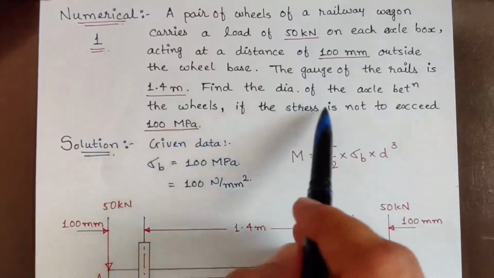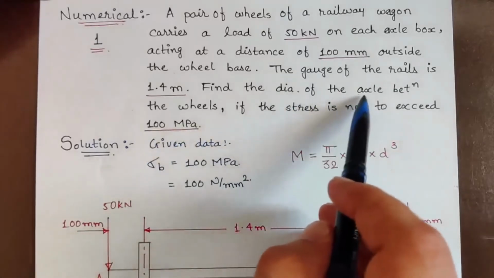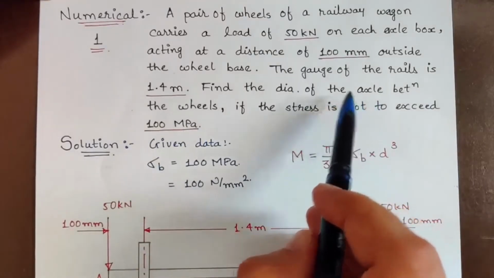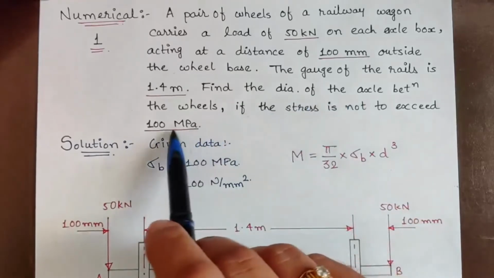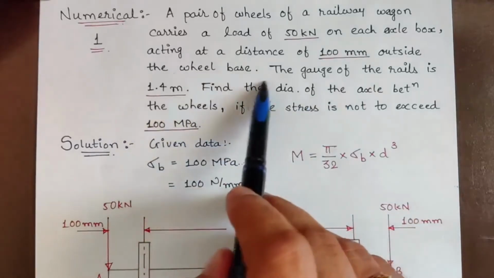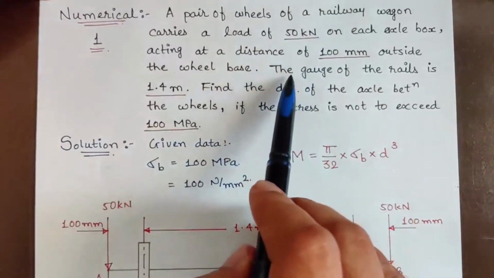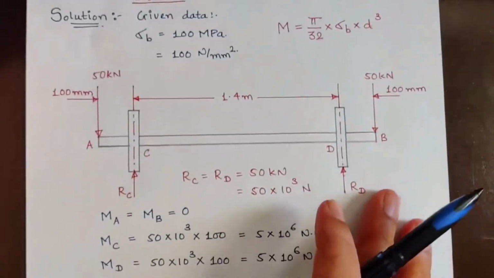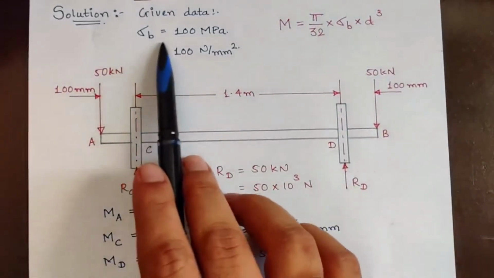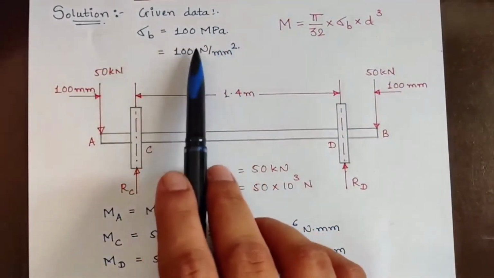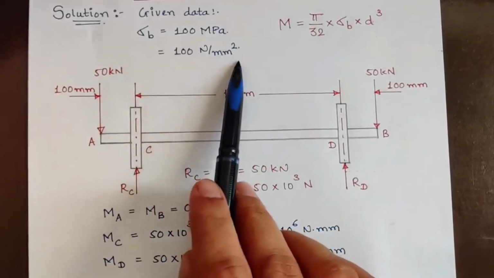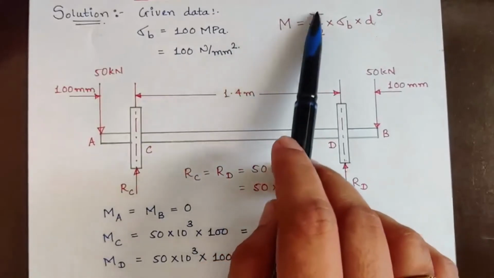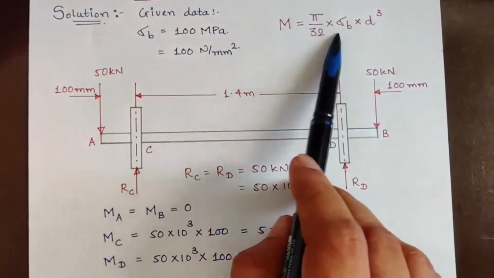Now here axle is given, it means it will not be subjected to any kind of torque. So only bending stresses will be generated. So sigma b is given. Now from this data, first let us understand by drawing a simple figure. Here sigma b is given 100 megapascal, that is 100 Newton per mm square, and obviously it is a solid shaft, so we will use this equation, capital M is equal to pi by 32 into sigma b into d cube.